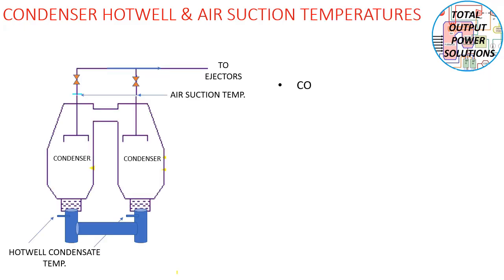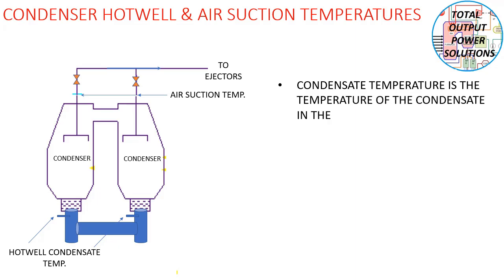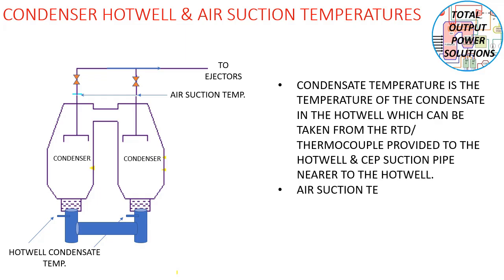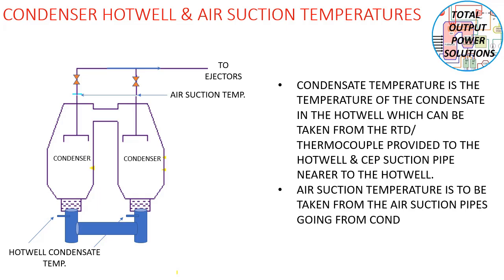The condenser hot well and air suction temperatures are measured like this. The hot well temperature is measured from just below the hot well, and can be taken from an RTD or thermocouple provided on the hot well and the CEP suction pipe nearer to the hot well. Air suction temperature is to be taken from the air suction pipes going from the ejector to the condenser, nearer to the condenser, before the air extraction valves.